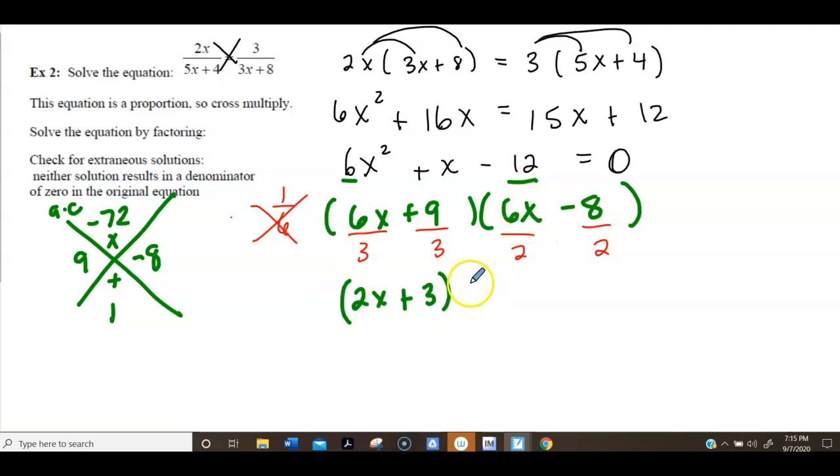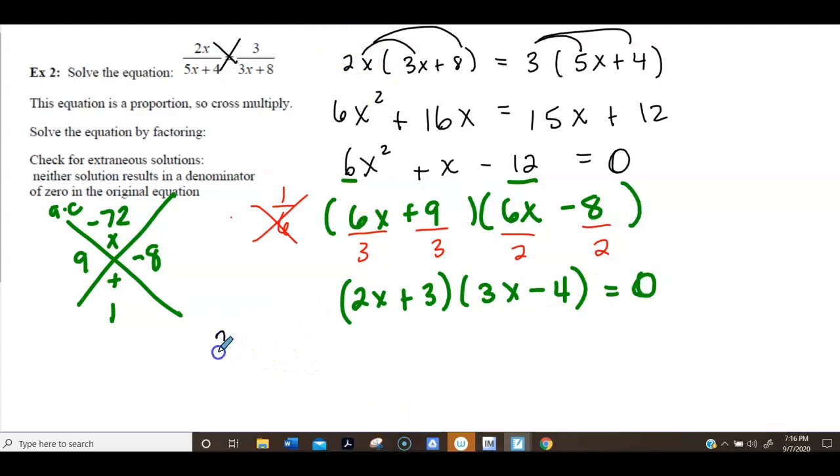And 2 goes into 6 3 times, which is 3x, subtract 4. You always want to do a quick double check. 2x times 3x is 6x squared, good. Negative 8x plus 9x is 1x, and 3 times negative 4 is negative 12. Check.